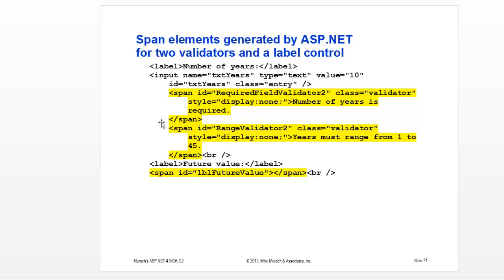Now you'll notice that this is the HTML span elements generated by the ASP.NET server controls. So this has two validators and a label control. You've got the label down here. So we notice that with ASP.NET server controls, the labels are actually realized as spans. This is a regular old HTML label, and this is the one generated by ASP.NET.